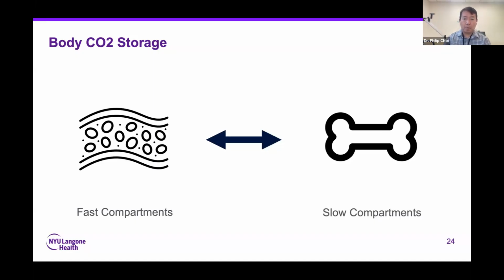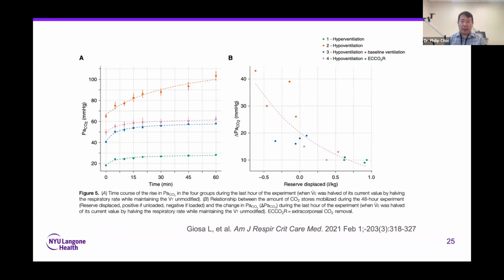And so there's always this movement of CO2 in and out of various tissues based on how quickly they can diffuse in and out. What this study did was it was a pig study that looked at various strategies of ventilation and looked at what CO2 did during these experiments. What I really want to highlight is in this figure A here on the left of the screen, you see basically PCO2 levels during various experiments.